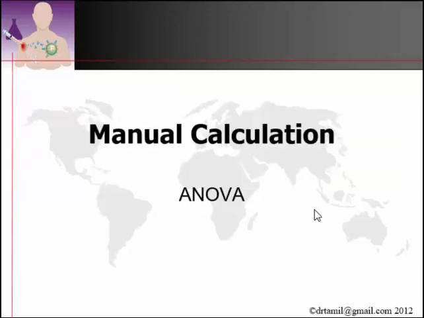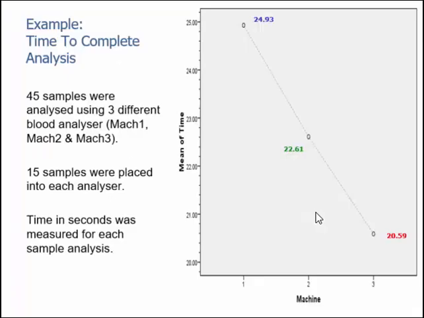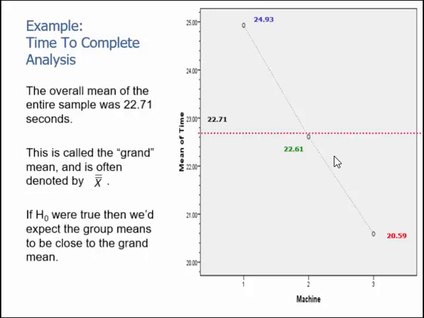So why we don't use it for exam? Because it is mission impossible to calculate manually. Example given here, we have 45 samples. We got 3 machines: machine 1, machine 2, machine 3. Then we want to calculate which one is the fastest.